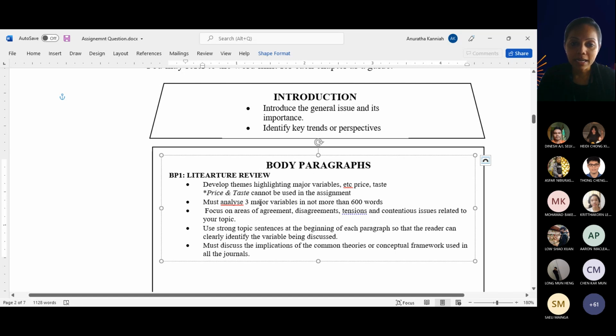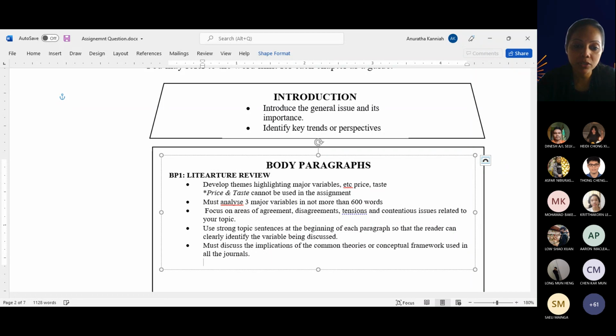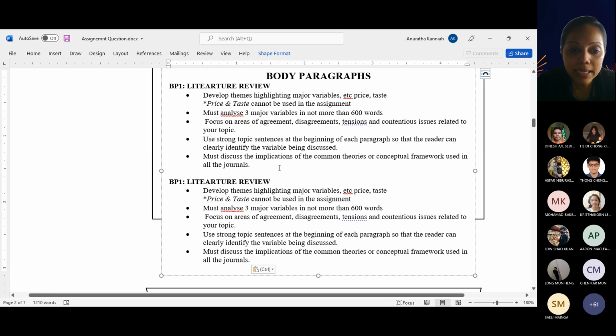You have to analyze at least 3 major variables, not more than 600 words. Focus on areas of agreement, disagreement, tensions. Use a strong topic sentence and you must discuss the implications. We will do this practice the following week, because next week we are still going to do our methodology. Don't worry about literature review because we are going to do this only after finishing methodology.